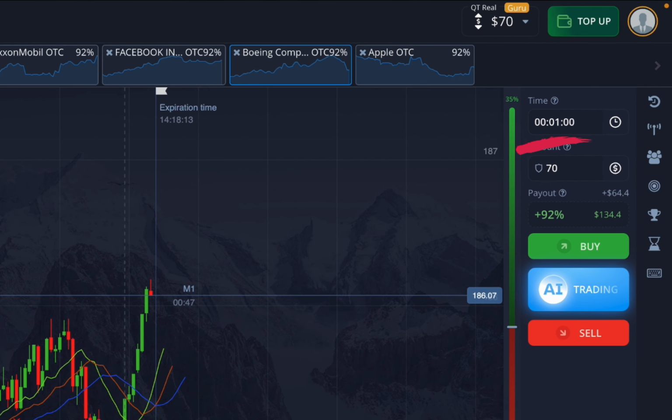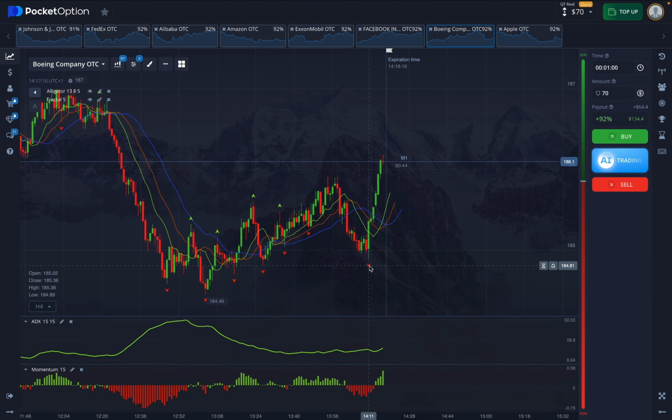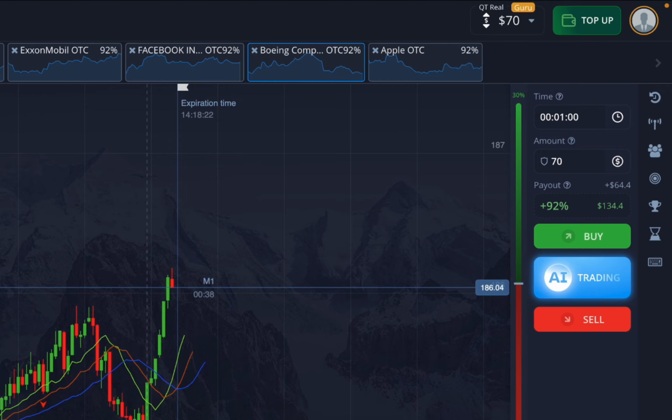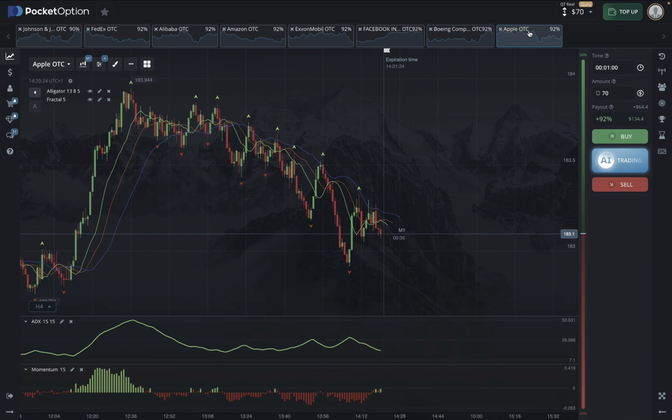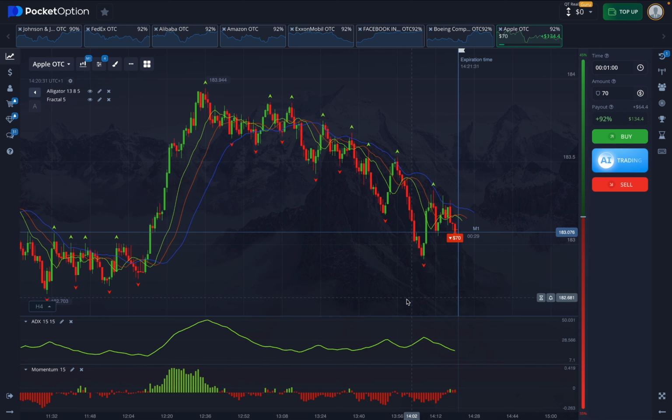We'll be trading on a 1-minute time frame, and I'm planning to make a solid deposit boost. Let's start with the first trade using the full balance of $70. Let's pick the first asset and find the most optimal entry point. Now, let's open our first position for a sell based on the actual trend direction.